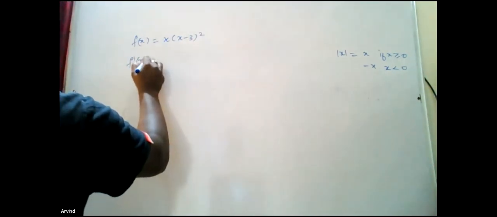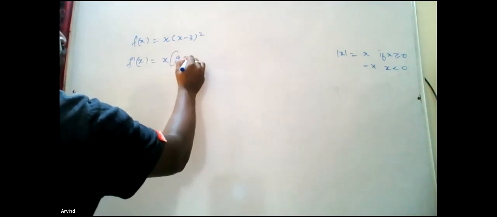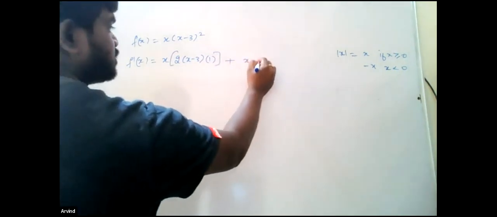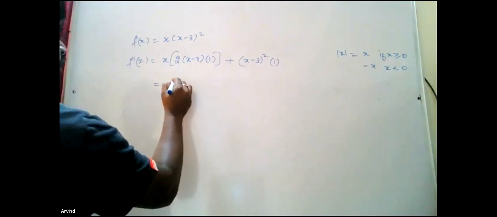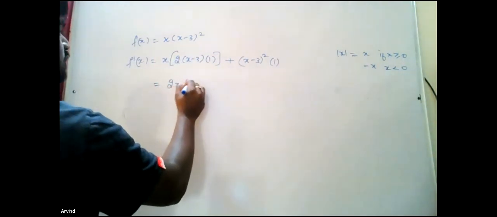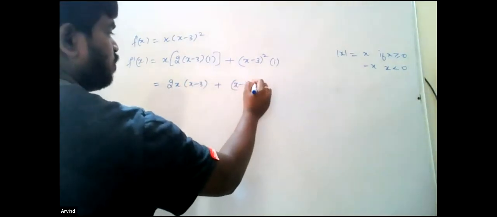First step is find f dash of x. So we have to use the product rule. First function into differentiation of second function. So 2 into x minus 3 into 1, plus second function into differentiation of first function. So let's simplify. So we'll get 2x into x minus 3 plus x minus 3 the whole square.